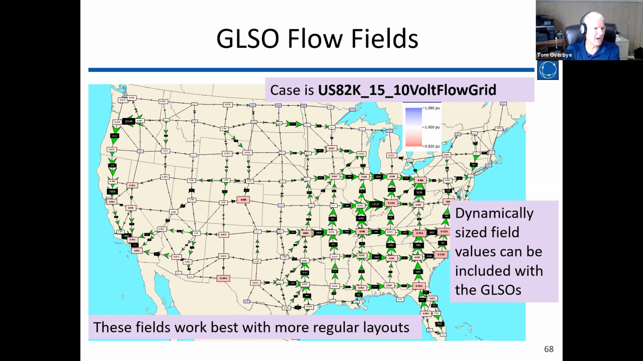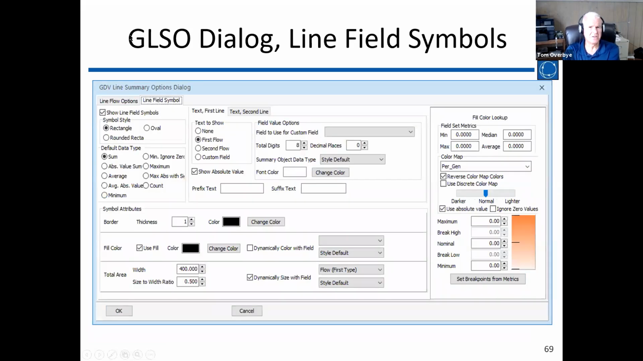And you've got customizations available on the GLSO dialog, line field symbols that customizes what field do you want to show text for? Right now you can show up to 2 lines. Do you want to show, say, the first flow, the megawatt, the second flow, or some custom field? Here I've got the fill color set to black. I've got the font color set to white. How many digits do I want to show?